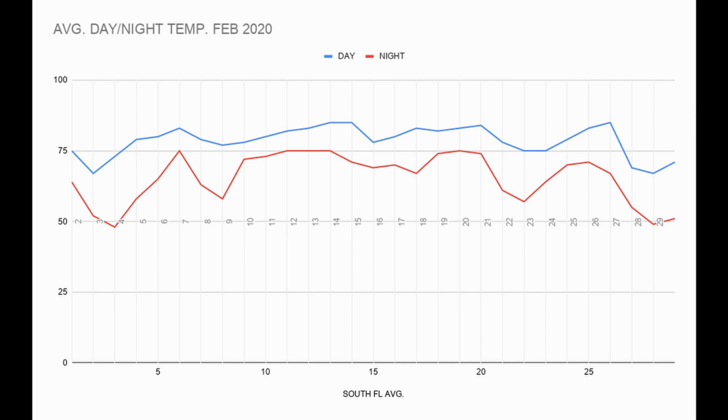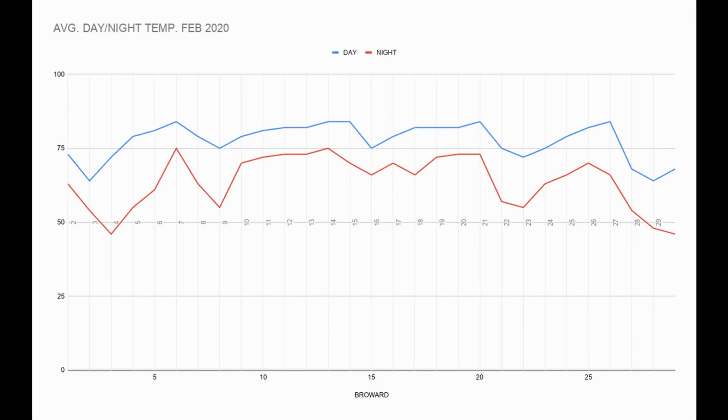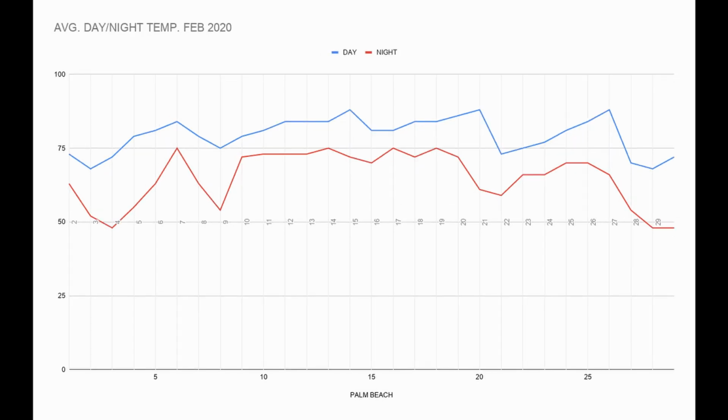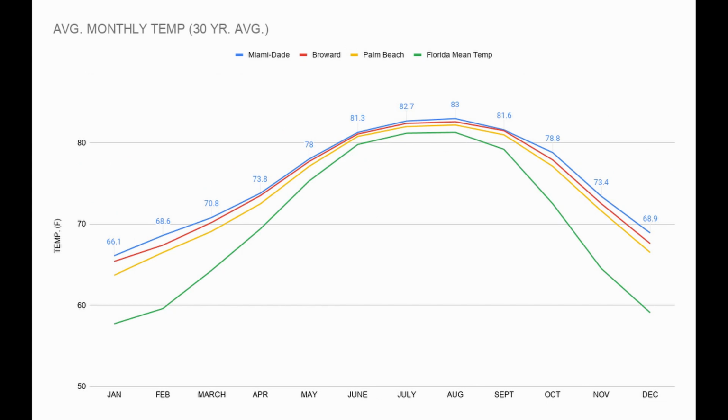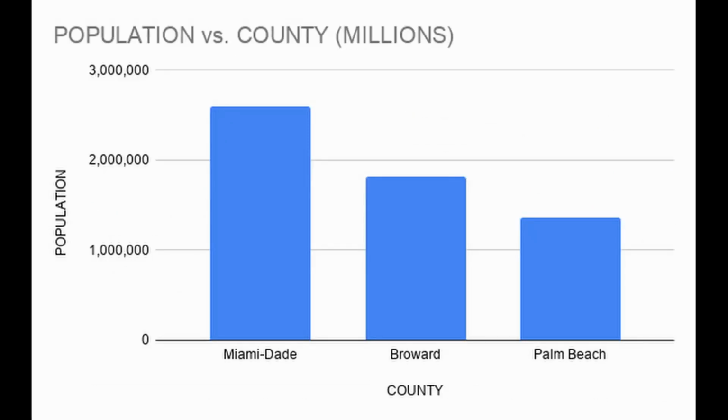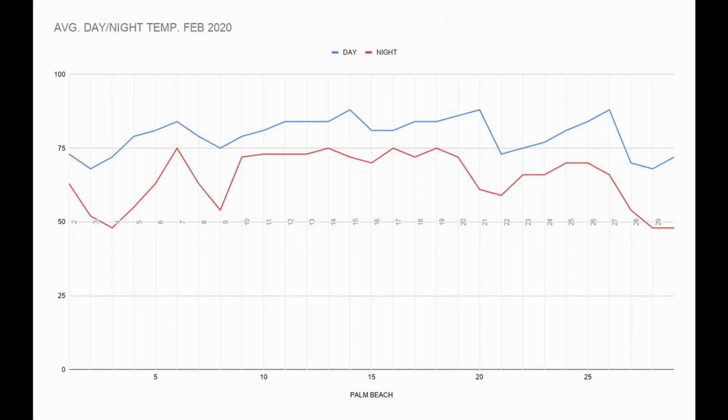South Florida average day-night temperatures for the month of February 2020 compared to Miami-Dade, Broward, and Palm Beach counties. Again, you can see that Miami exhibits the greatest amount of heat retention when you compare its daytime and nighttime temperatures with the other areas.